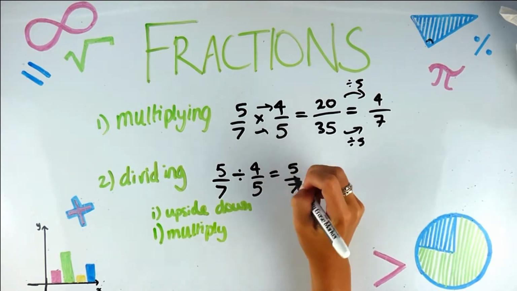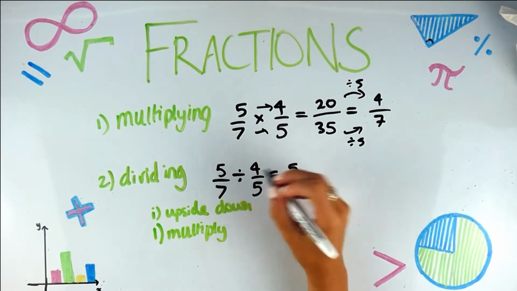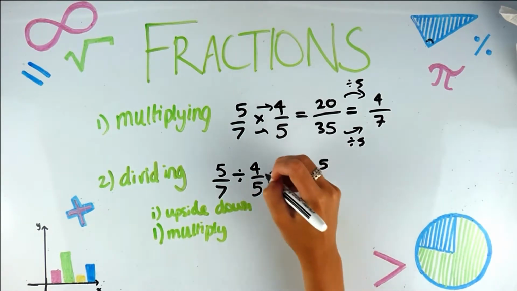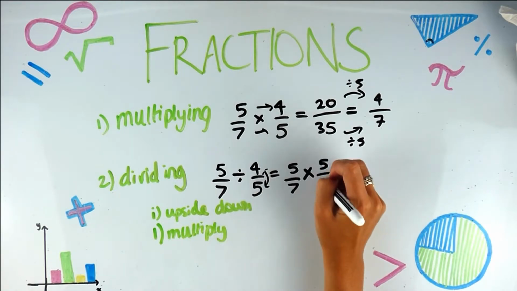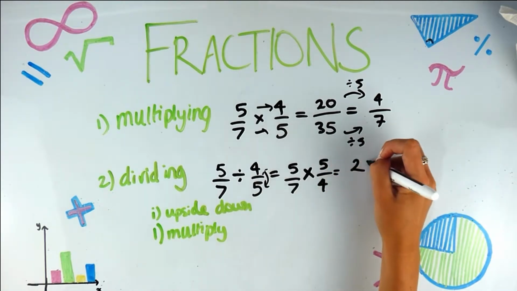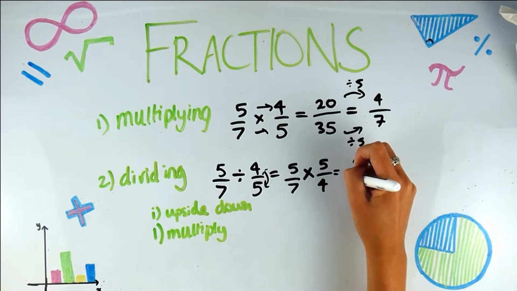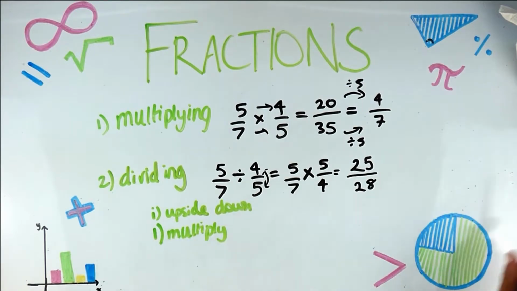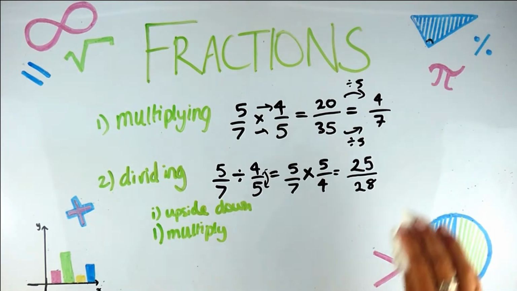So we have 5 over 7, and instead of divide, this is now going to become a multiplication because we've turned this one upside down. So we've swapped 5 over 4. Multiply that through. 5 times 5 is 25. 7 times 4 is 28. Okay, so that's multiplying fractions, and that is dividing fractions.